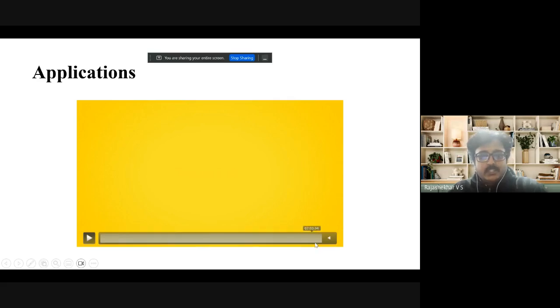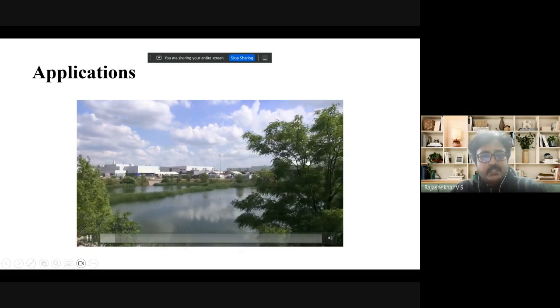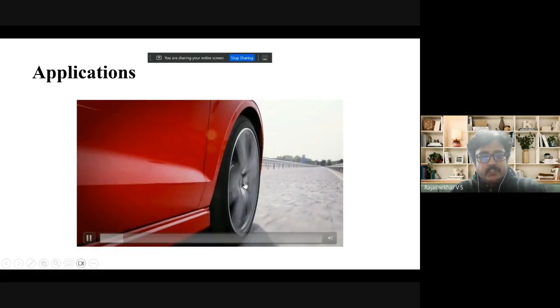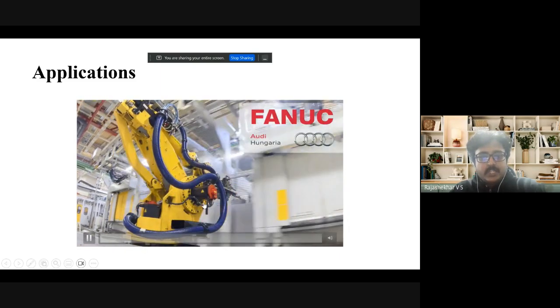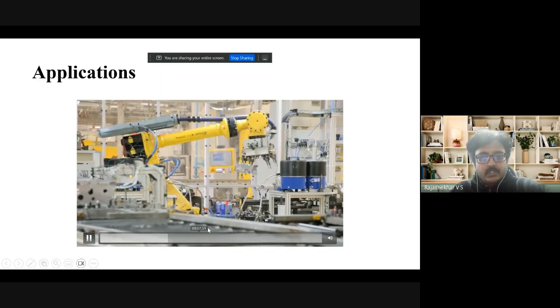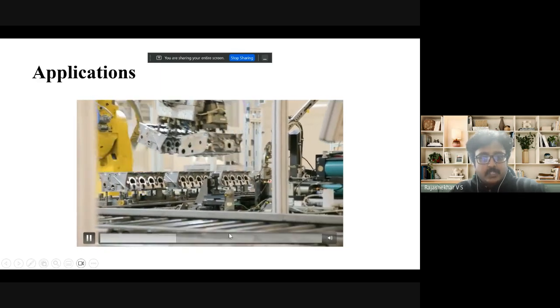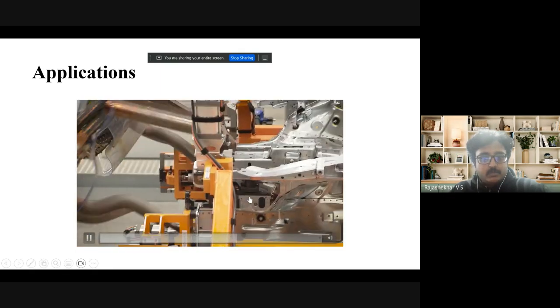So this is another application where it is being used at Fanuc. Fanuc is a world leader in robotic arms. They are good manufacturers of robotic arms, and this is a plant in Mercedes Audi where you can see the cars being assembled using the robotic arms. This is the engine getting assembled using the robotic arm, and this is the inspection which is being done on the robots.